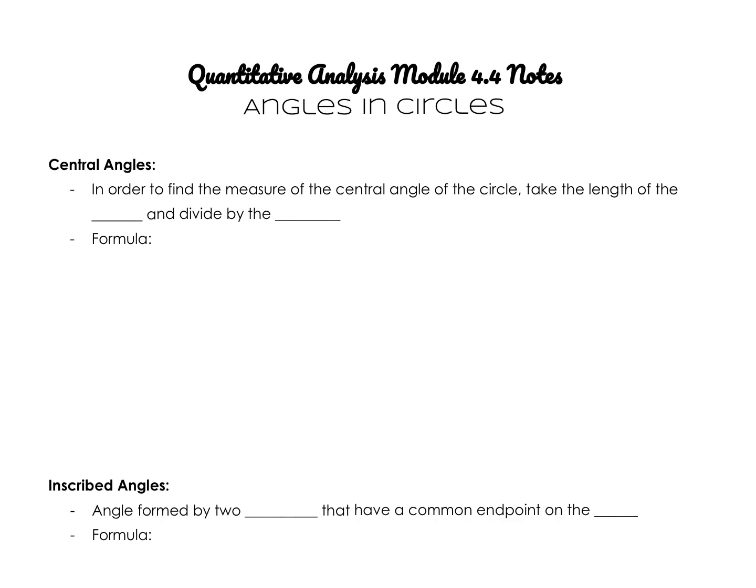In section 4, we're going to talk about angles in circles. So first we're just going to review what a central angle is, and how you find the measure of a central angle. In order to find the measure of a central angle of a circle, you take the length of the arc and divide it by the radius.